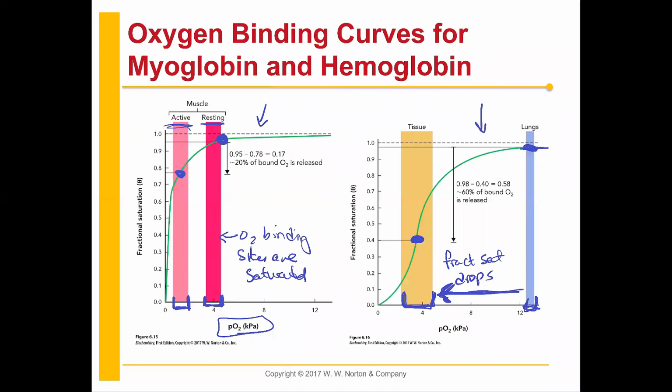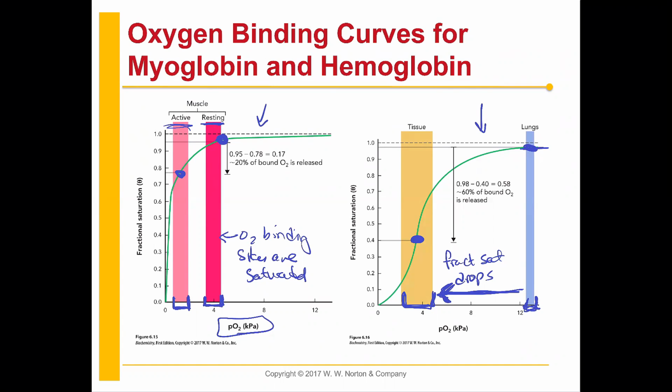And is that what we want? Absolutely, that's what we want, because we want the hemoglobin to pick up oxygen in the lungs and drop it off in the tissue. So we want low affinity in the tissue, we want high affinity in the lungs, and that's exactly what we see. So this is a really, really nice illustration of that.